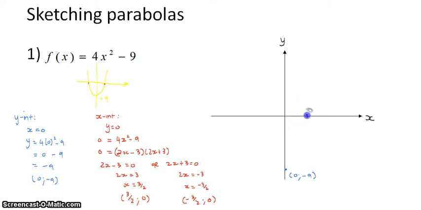3 over 2 is about here. Notice I'm really not drawing this to scale, and that's fine. You're not expected to, but just be consistent. So if I'm putting that, that far away from the origin on the right, the negative 3 over 2 should be the same distance from the origin on the left.